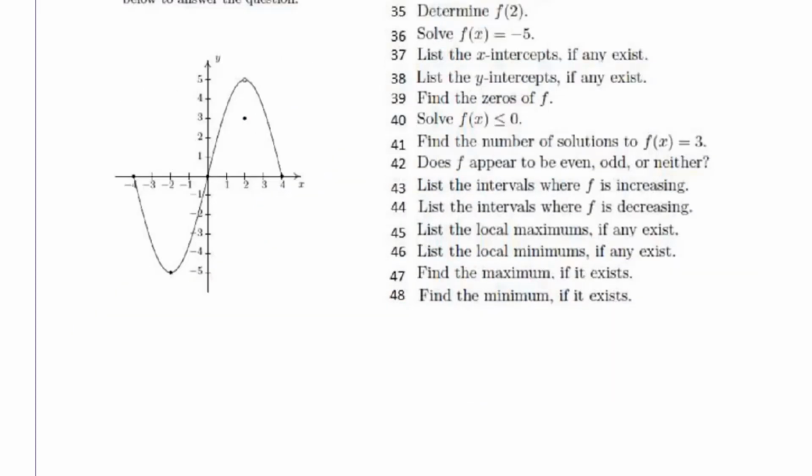For 45, local maximum. We don't have a local maximum because this part is an open circle. That means none.